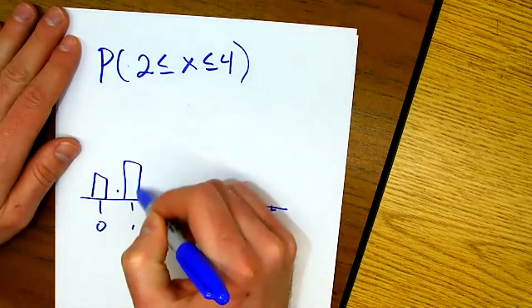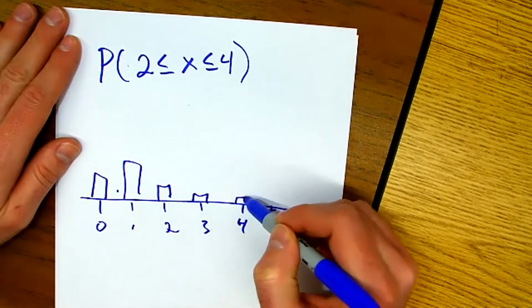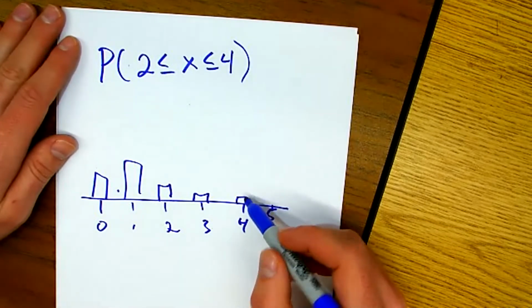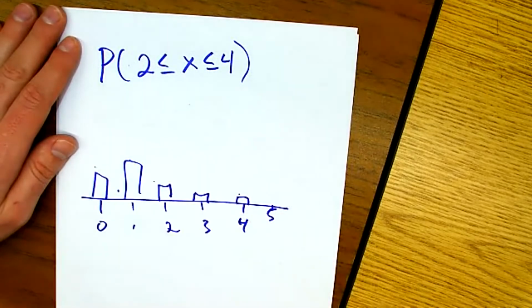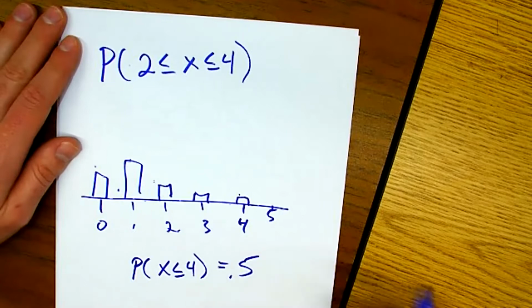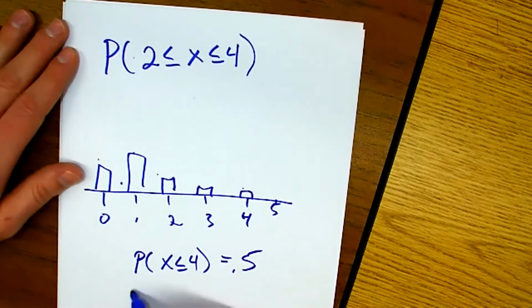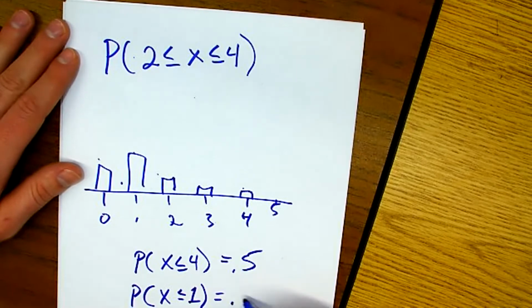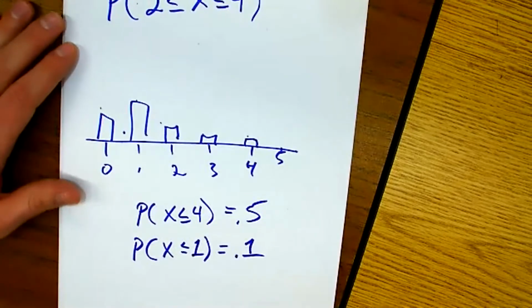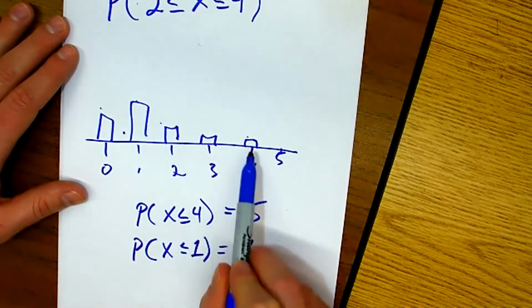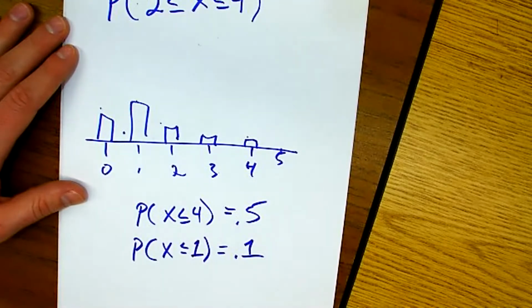I don't really care what these values are. I could find the probability that X is less than or equal to 4, which would be adding up all these probabilities. So let's say the probability X is less than or equal to 4 is something like 0.5. I then also have the probability X is less than or equal to 1. Maybe this is 0.1. So if I take the probability of 1 plus the probability of 0, that's 0.1.